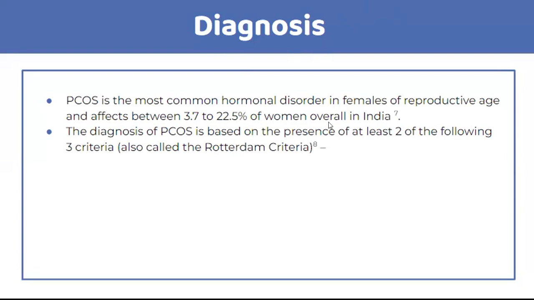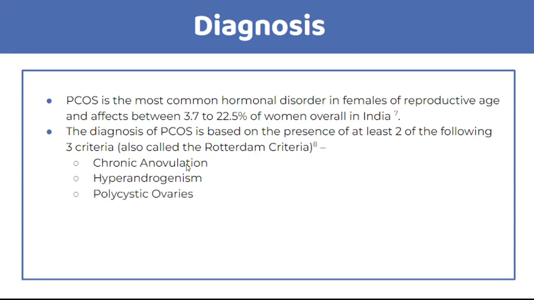So the diagnosis of PCOS is based on the presence of at least two of the following three criteria. Now, these three criteria are also called the Rotterdam criteria. This method of diagnosing someone with PCOS is called the Rotterdam criteria. First is chronic anovulation. Second is hyperandrogenism. Third is polycystic ovaries. Now, to understand all of these things, you need to understand normal human physiology, which we have already done.